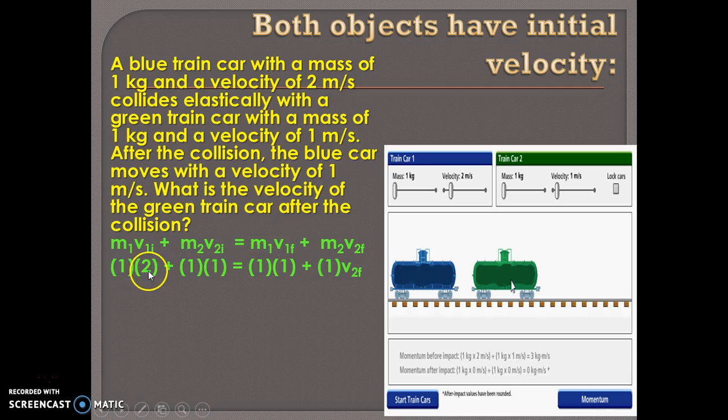So let's simplify this down. 2 plus 1 is 3. On the right hand side of the equal sign, we get 1 times 1, that's here, plus the V2. To simplify this down, we'll subtract 1 from both sides, and we end up with the second velocity is 2 meters per second.